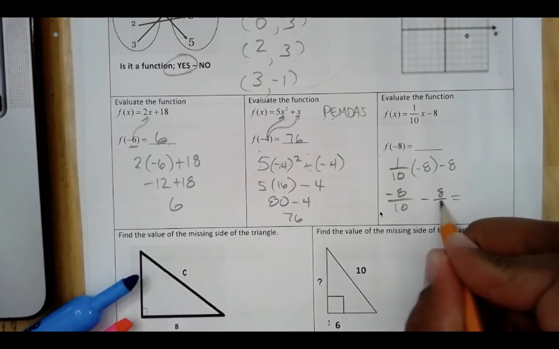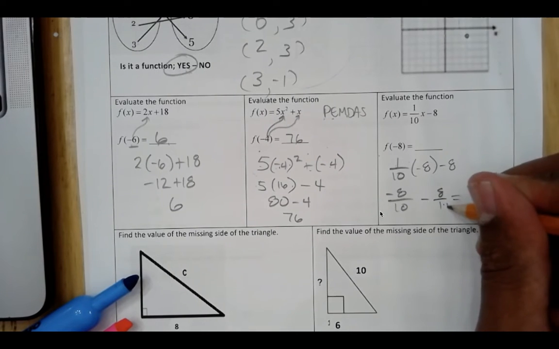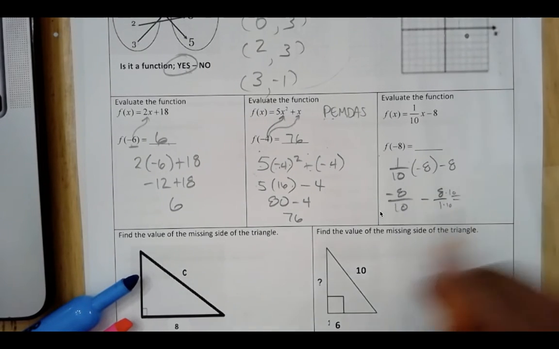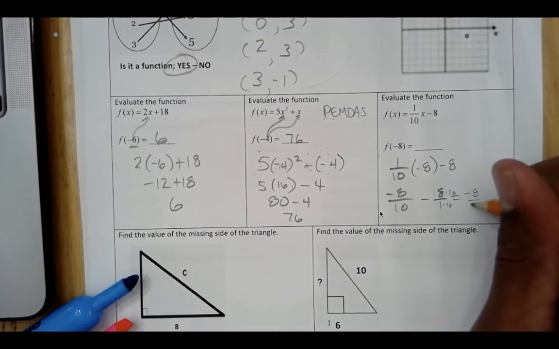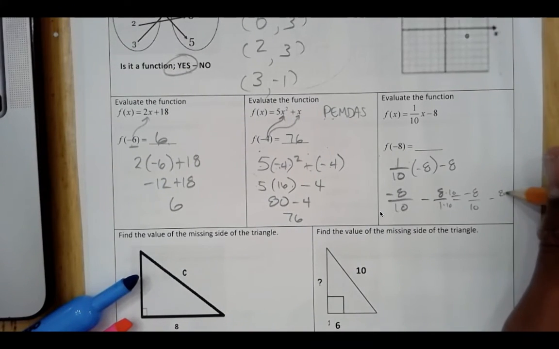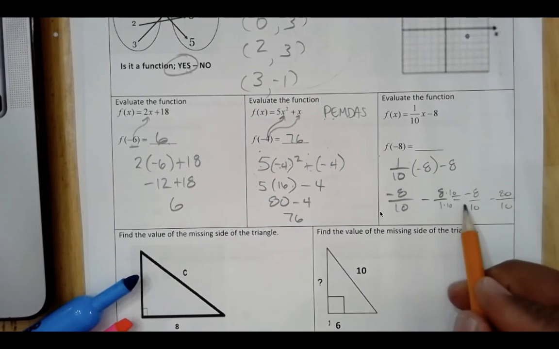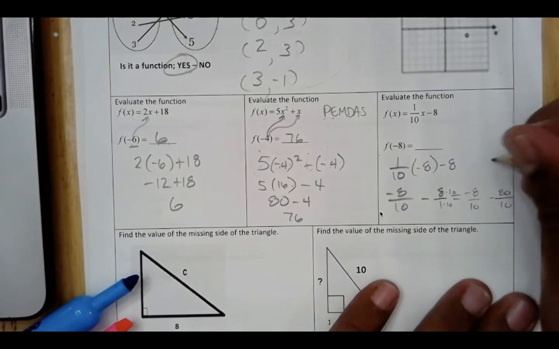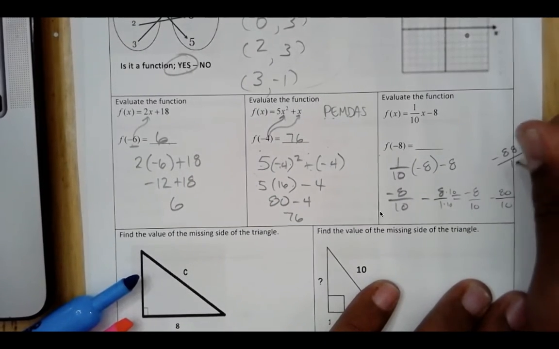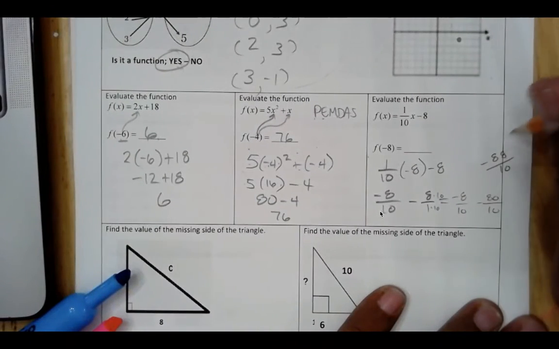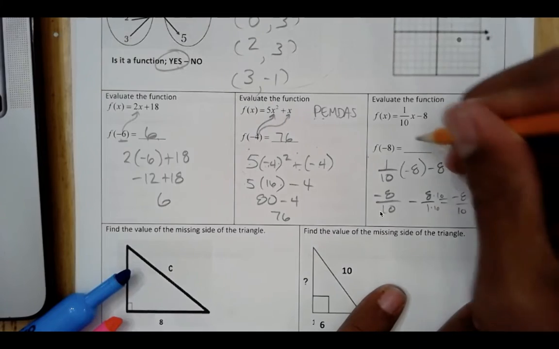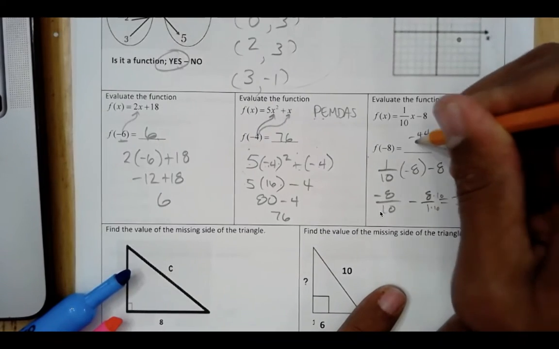All right, so here I can put that over 1. I multiply the top and bottom by 10. That makes it like denominators. So now I have a negative 8 over 10 and negative 80 over 10. So it's negative 8 minus 80, which is negative 88 over 10. And then I want to reduce that fraction by dividing that by 2. So that would be, let's see, negative 44 over 5.